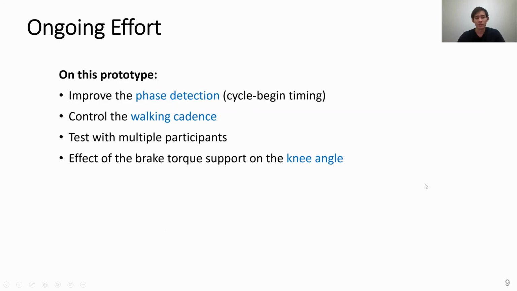By the way, with this prototype, we need a reliable phase detection method, because with the current test system, the participant needs to press the button every time he puts his right leg on the floor. And we need to control the speed of walking up the stairs to compare the muscle activity. And we plan to test with multiple participants, and also plan to analyze the knee angle results to check whether the brake support affects the knee angle or not.